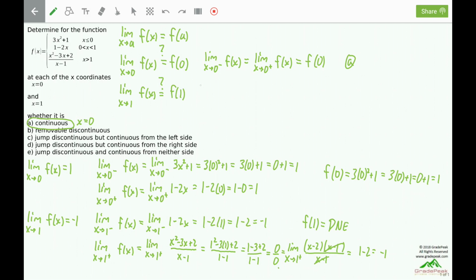So to recap for the x-coordinate of 1, we have the limit as x approaches 1 from the left side of f of x does equal the limit as x approaches 1 from the right side of f of x, but these do not equal f evaluated at 1, and that's the exact situation for being a removable discontinuity. And that'll be situation B, which is removable discontinuous at our x-coordinate of 1.